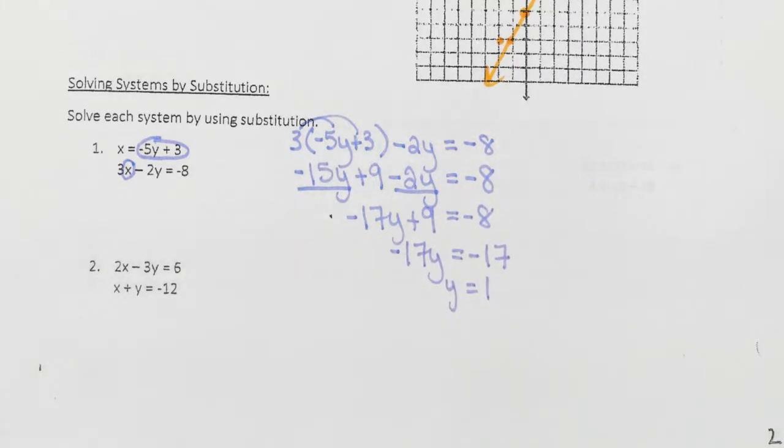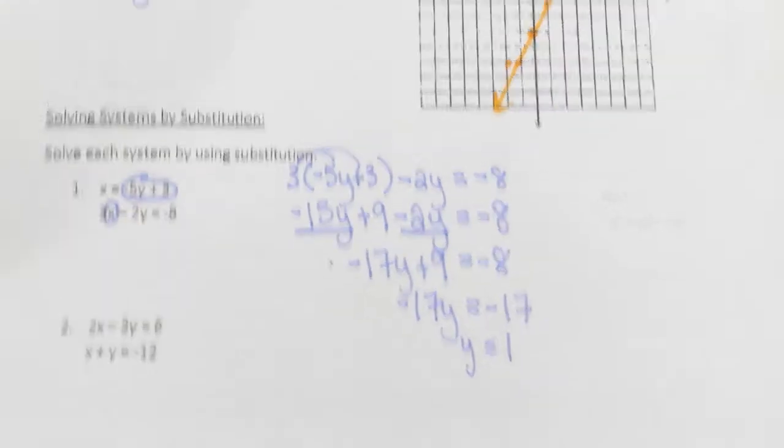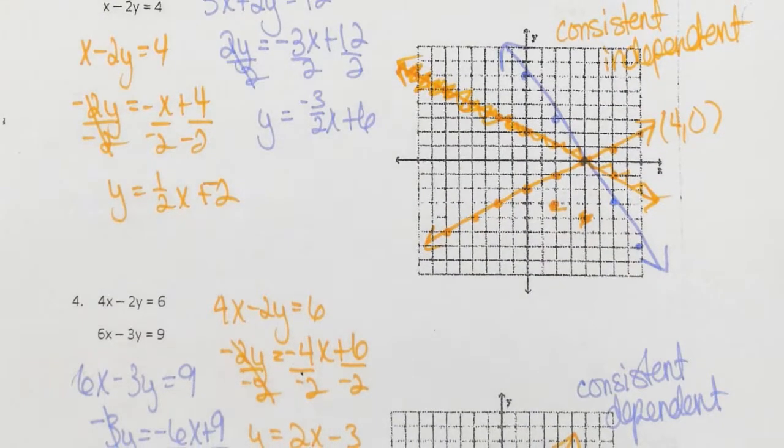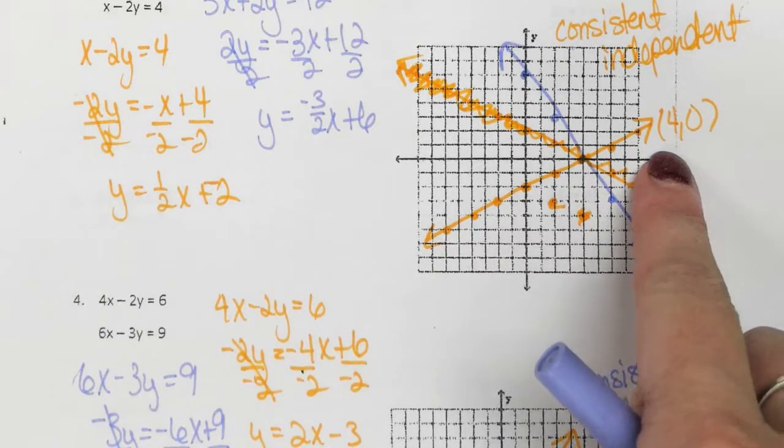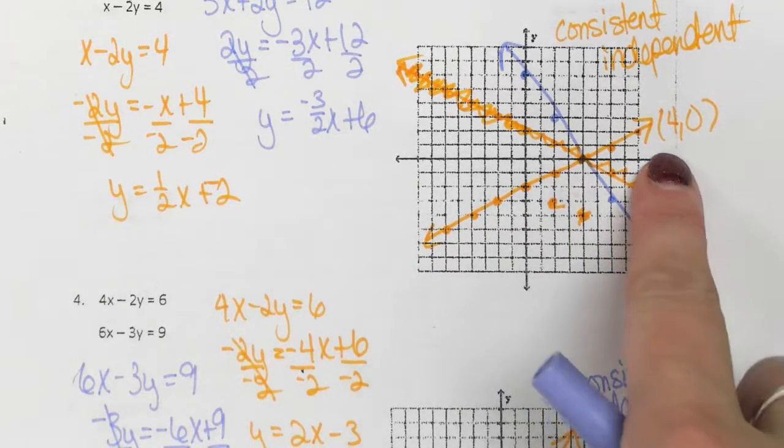But we're not done yet. We have to plug in, because the whole point of doing this is so that you can find out where they cross without actually having to graph. If you don't like to graph, it's the exact same thing.